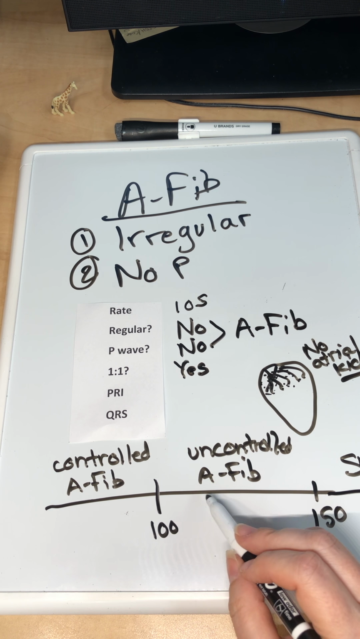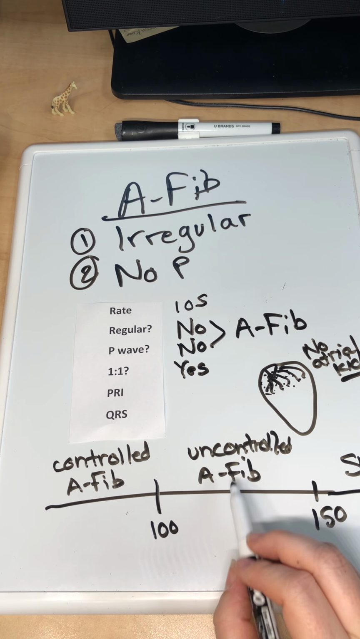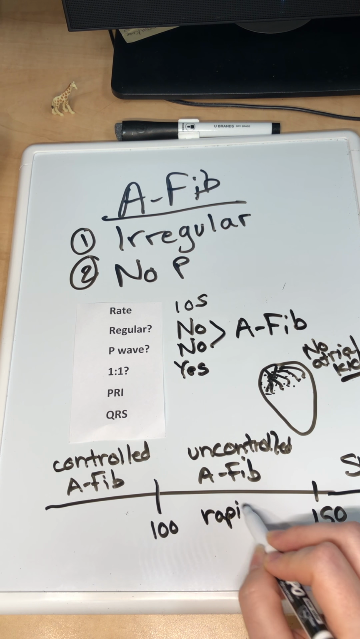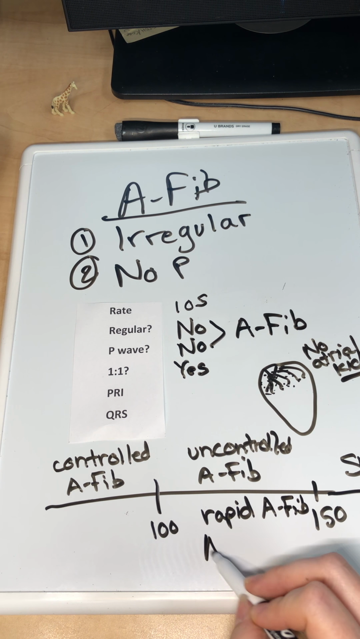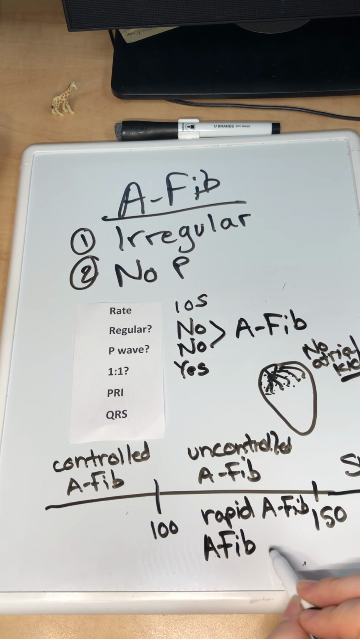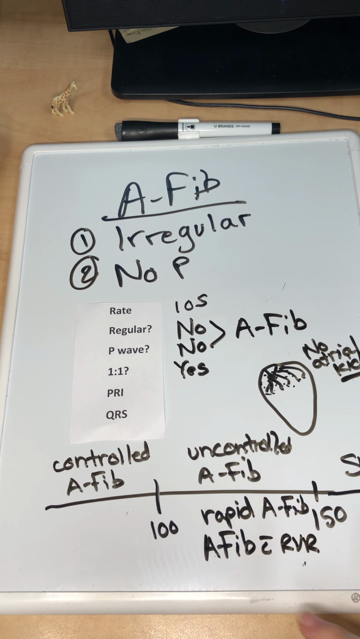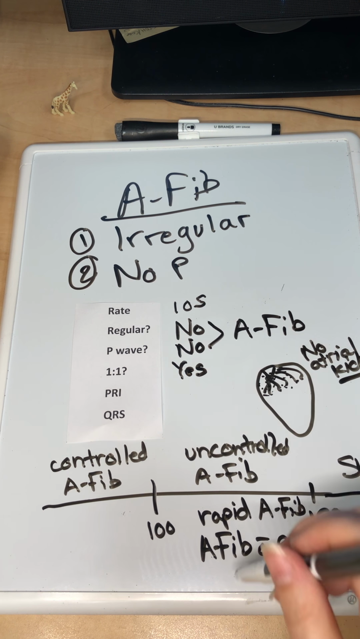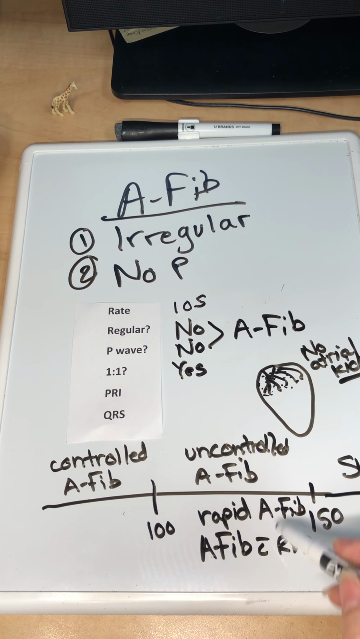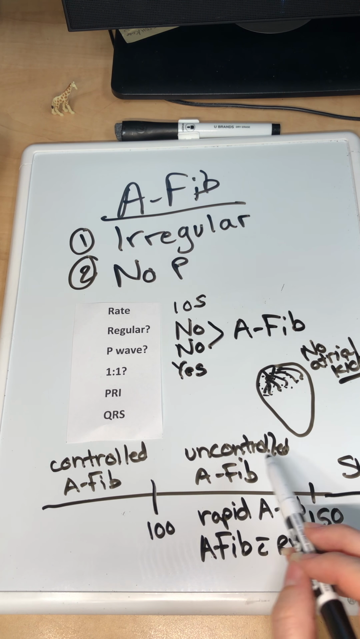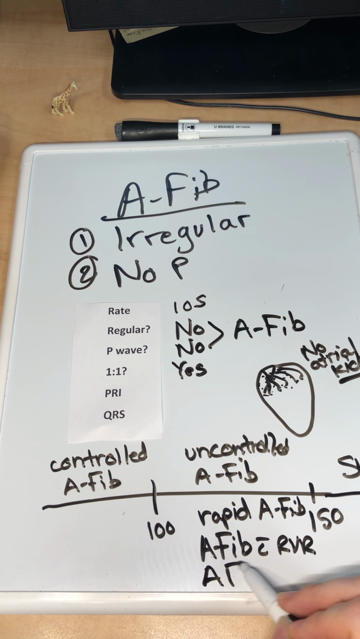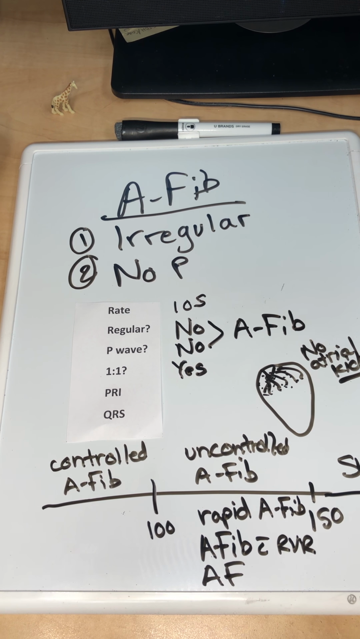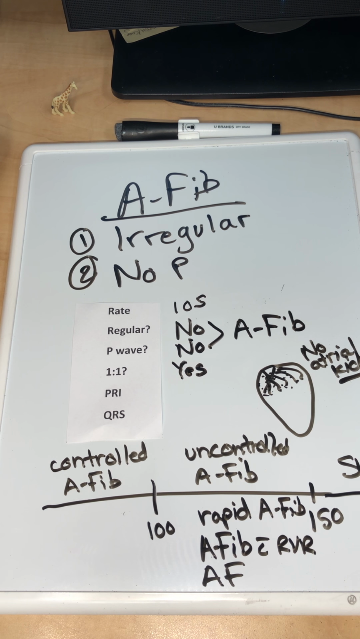But uncontrolled AFib is also known as rapid AFib. I find this to be very region dependent. There's AFib, and if you want to sound really fancy, AFib with RVR. RVR is rapid ventricular response, but all of these are synonyms for one another. You can use them interchangeably. They're in rapid AFib, they're in AFib with RVR, they're in uncontrolled AFib, same thing. And some people even call it rapid AF for AFib. I hear that in the Northeast. Okay, so that's AFib.